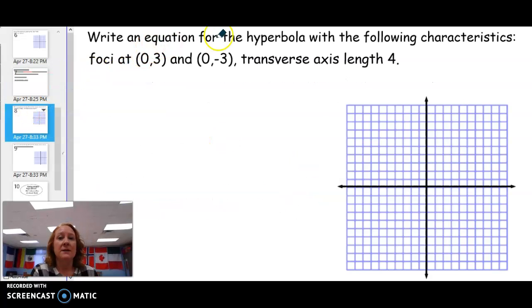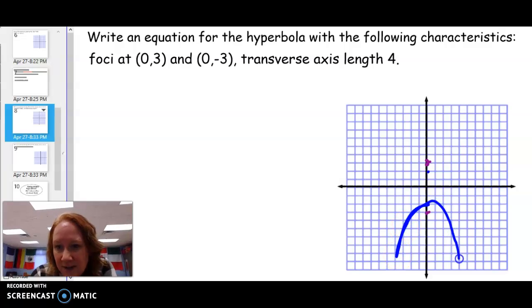Okay, so like this one. Write an equation for the hyperbola with the following characteristics. Foci at (0, 3) and (0, -3). Okie dokie. And then the transverse axis length is 4. So that must mean that my vertices are up 2, down 2. Okay, so it kind of looks like that.